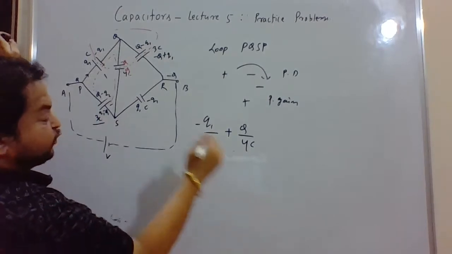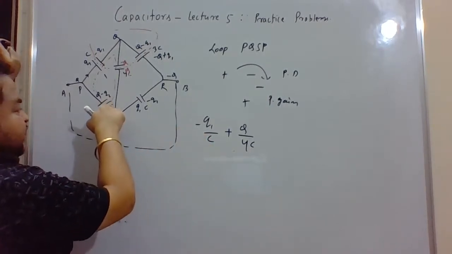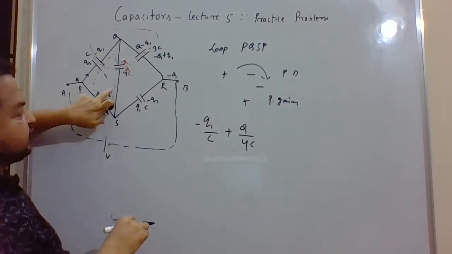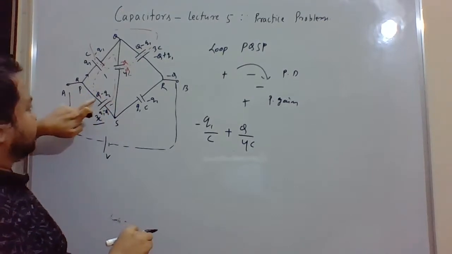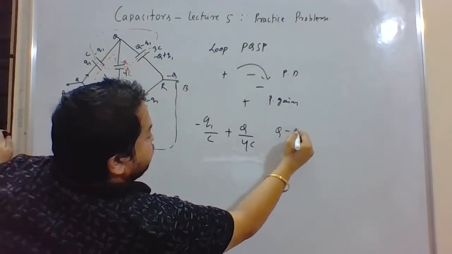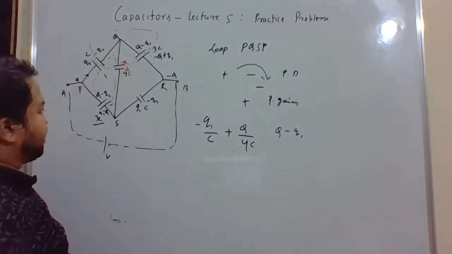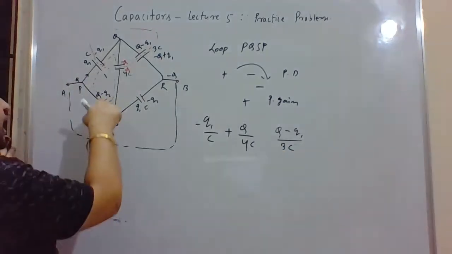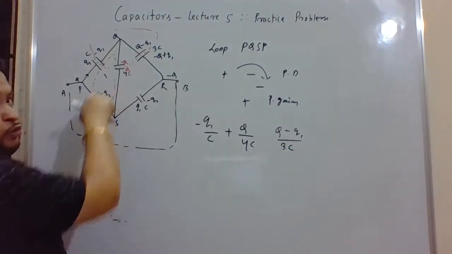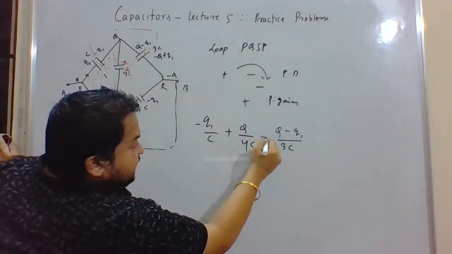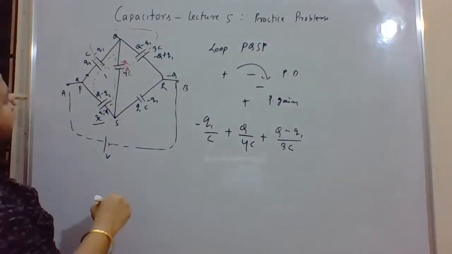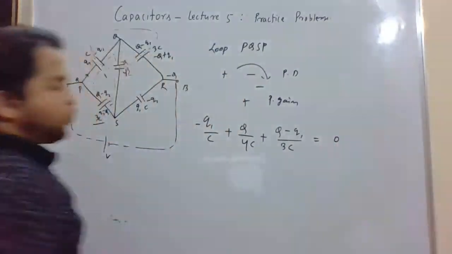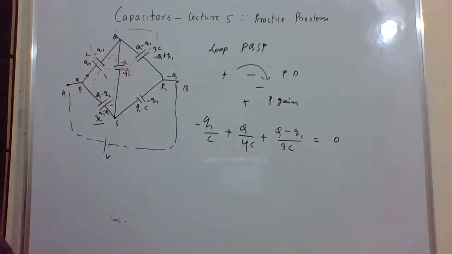Now, if I had a potential gain, what is the potential on the capacitor? Charge on the capacitor is always taken as the charge on the positive plate of the capacitor, which is nothing but plus Q minus Q1. That is the charge on the capacitor divided by the capacitance, that is 3C. And I'm assuming I'm going from negative to positive terminal, which obviously means it's a potential gain. Now I reached point P back, so obviously this much equals 0.